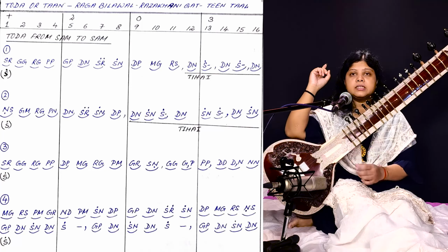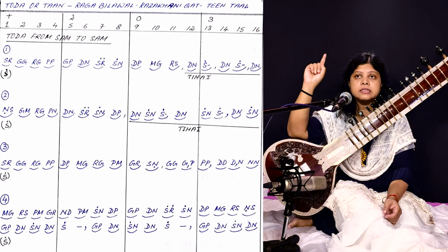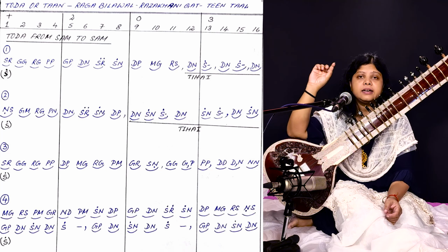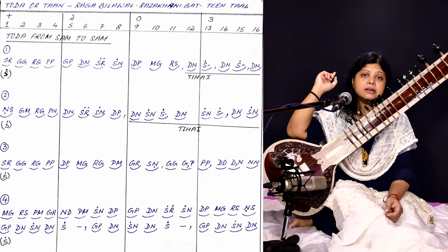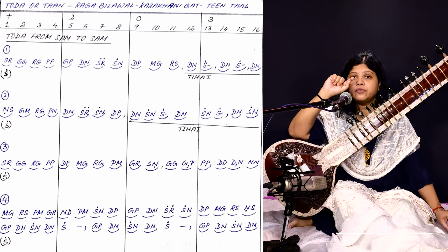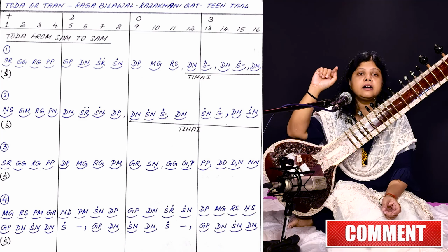So as you can see, there are two more Taan of one avartan. One avartan means one cycle only, including Taan and Tihai. Now if you come to the last Taan, we will play Taan of full cycle of 16 and then Tihai again from Sam.